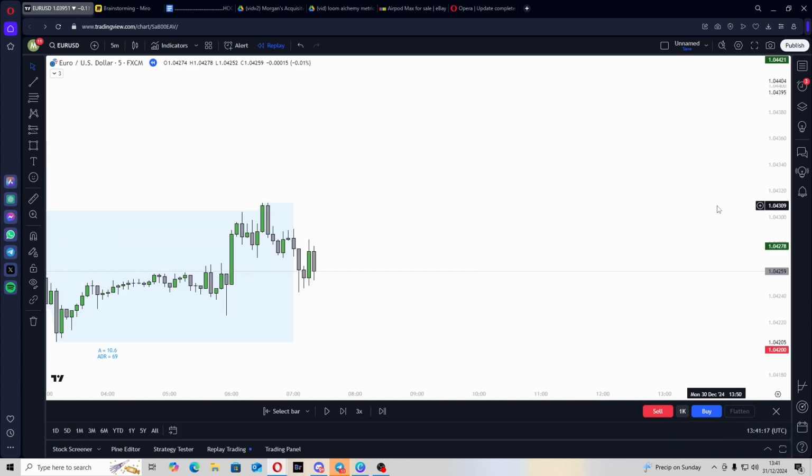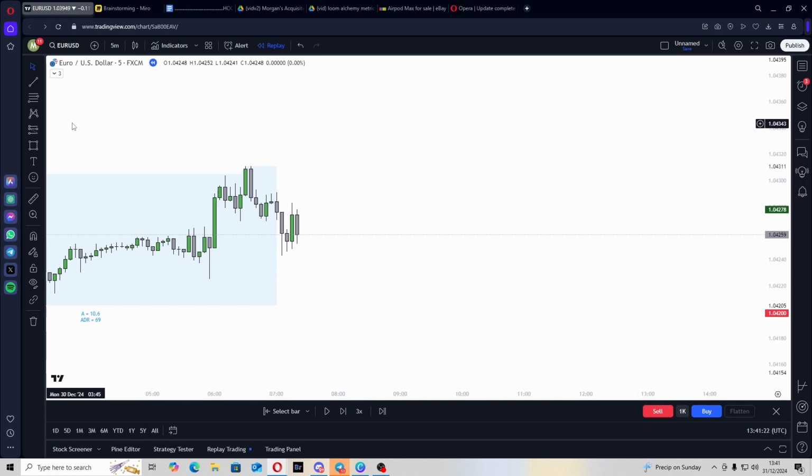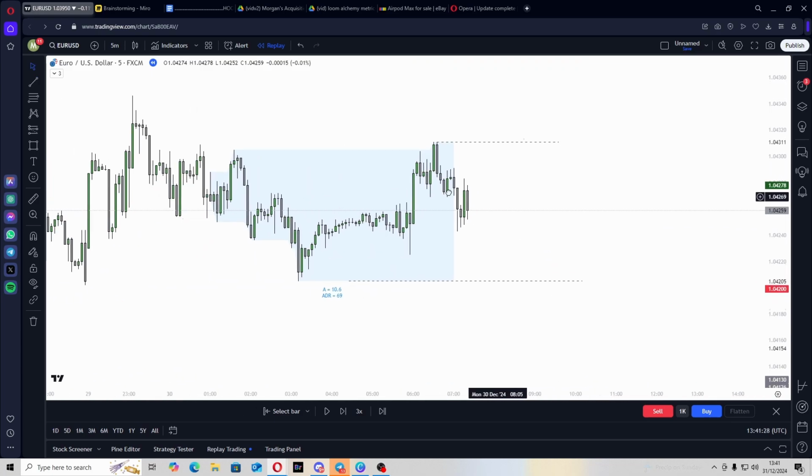Right now we've got the next example, but this one's a little more complex, so you really need to pay attention to this one. What we need to do straight away is mark out the highs, which are right here, and mark out the lows of Asian session. I'm just going to go off this line right here. So this is the highs and the lows of Asian session.